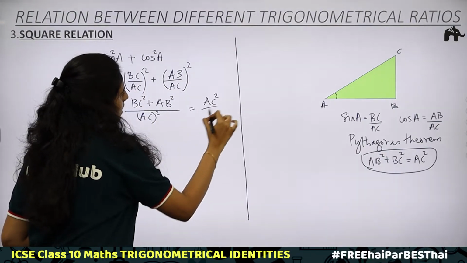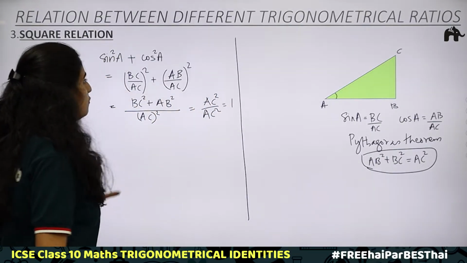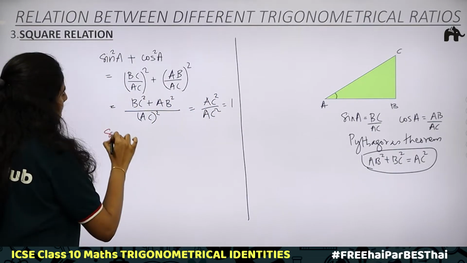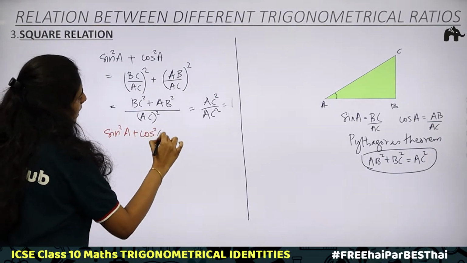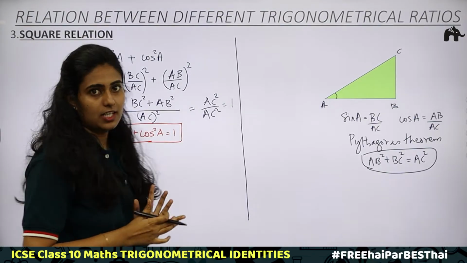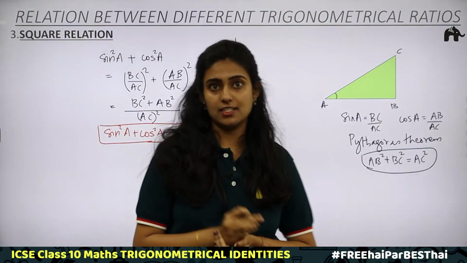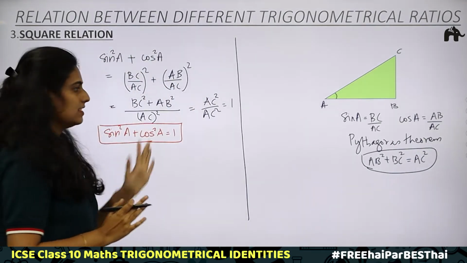Then AC square divided by AC square, which is equal to 1. So this is our first square relation. Sin square A plus cos square A is equal to 1. Okay, this is not just a square relation, this is a trigonometric identity, and the first trigonometric identity is sin square A plus cos square A is equal to 1.